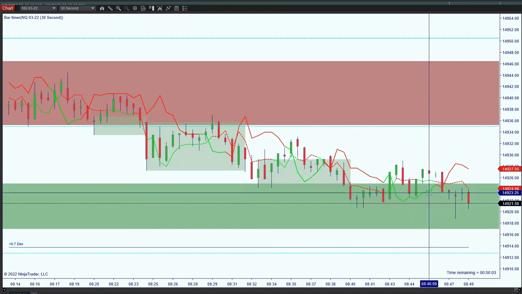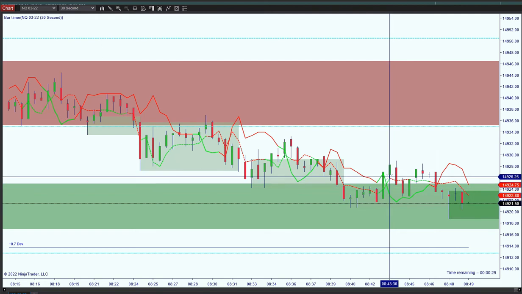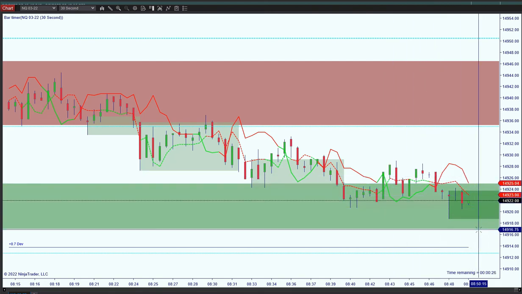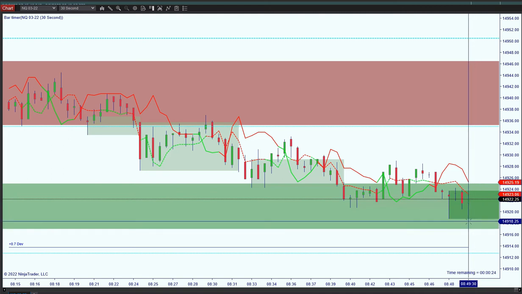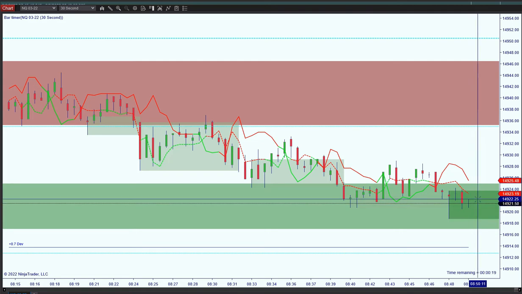Okay, so now that these lines reset, they flipped green, flipped back red, that's a reset. Now it might be ready to break down low. But market's not really moving very great today. Or right now.